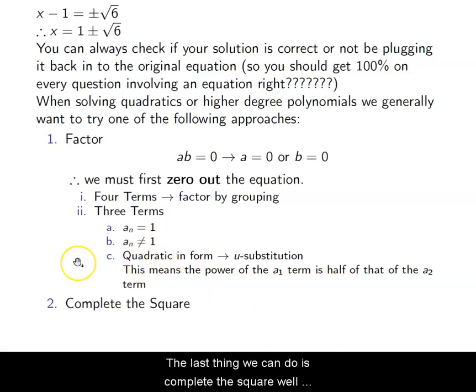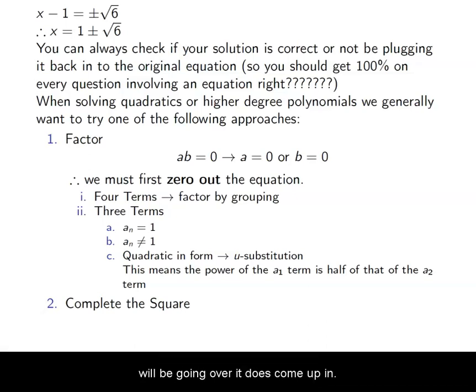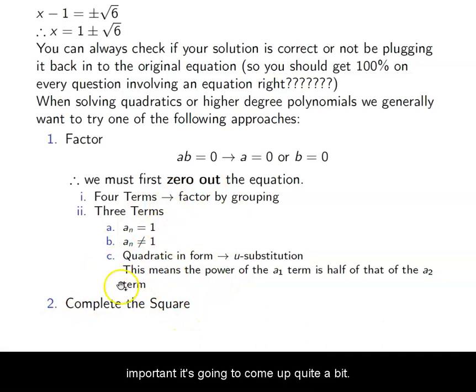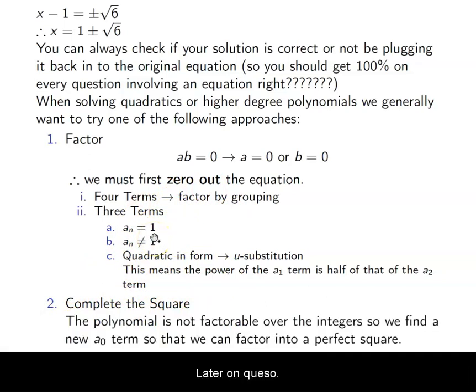Right? The last thing we can do is complete the square. Okay, so again, this should be a review as well. Although most students don't like completing the square, we will be going over it. It does come up in calculus, and it comes up in a way where you can't avoid having to actually complete the square. It's not like, oh, complete the square, I'll just do the quadratic formula. It comes up in more context than just that, right? In fact, in this class as well. So knowing how to complete the square is actually very important. It's going to come up quite a bit later on. Okay, so we're going to review that as well.